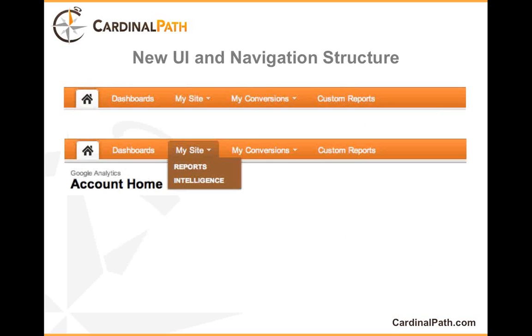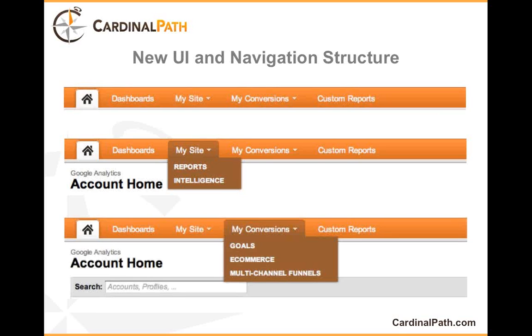Under the My Site tab is where you'll find your primary reports along with the intelligence reports. So these are the visitor, traffic sources, content, and conversion reports. Under the My Conversions tab, you'll see your goals and e-commerce reports. But for some folks, you'll see multi-channel funnels.